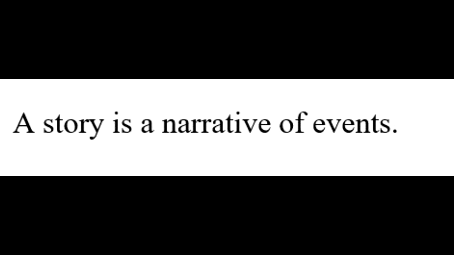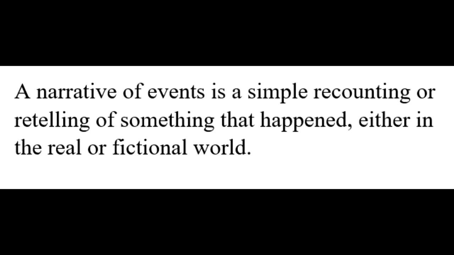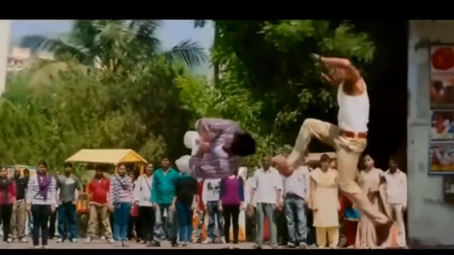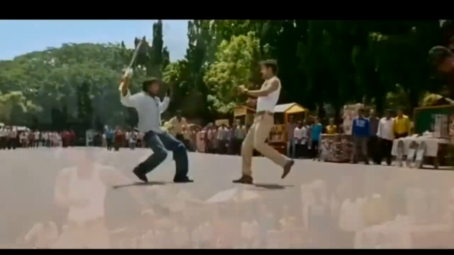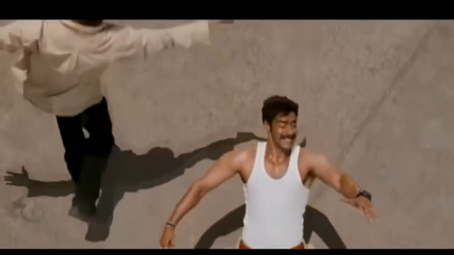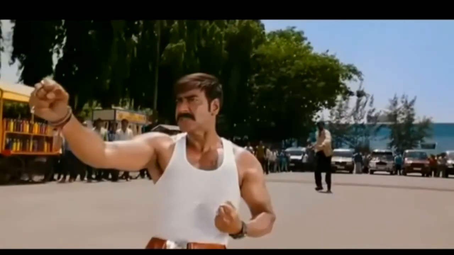What's a story? A story is a narrative of events. A narrative of events is a simple recounting or retelling of something that happened either in the real or fictional world. The character struggles with a dilemma, and this dilemma worsens into a crisis. The crisis rises to the point where there must be a resolution to the conflict. In essence, that's what story is about. It's about creating a situation where a character is in conflict and must resolve that conflict in a creative manner.